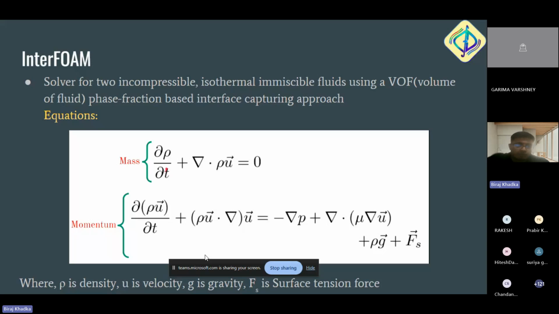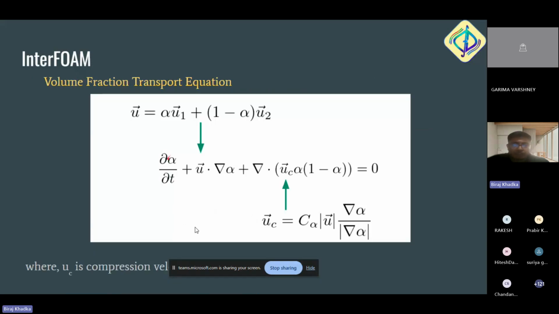In interFoam, it solves the volume fraction transport equation. Here u is the effective velocity. Let's say u1 is phase 1 and u2 is phase 2. If in one cell alpha equals 1, that means the volume fraction of phase 1 is 1. That means u equals alpha u1 plus 0 times u2, so u equals u1. And when alpha is 0, then u equals 0 times u1 plus 1 times u2.